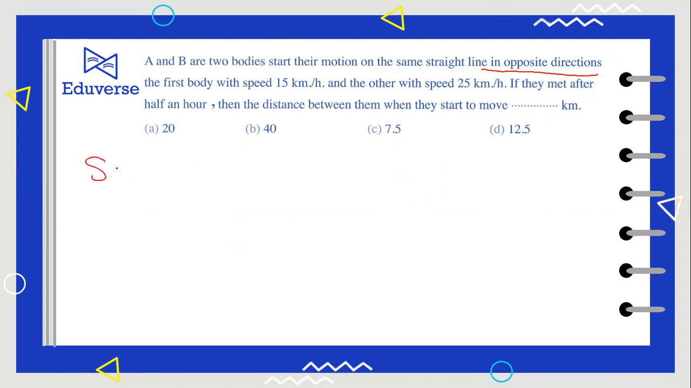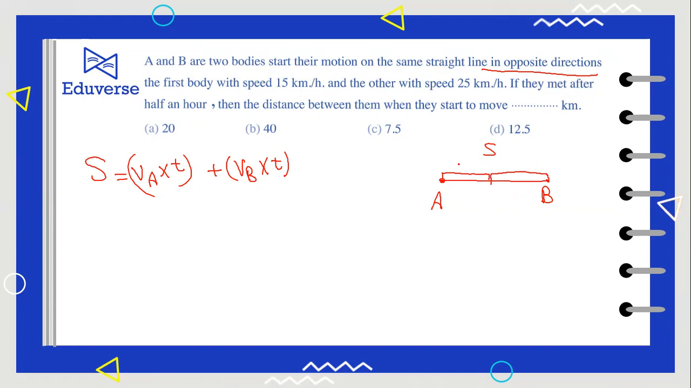Here, the total distance equals the velocity of car A multiplied by time and the velocity of car B multiplied by time. Why? That's A and this is B. The distance between them is the total distance. Car A moved with velocity 15 km per hour for half an hour, and the other one moves with velocity 25 km per hour, okay? What is the total distance?